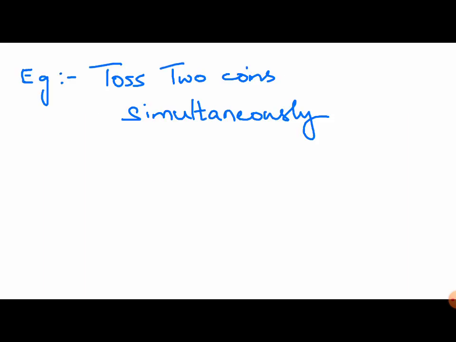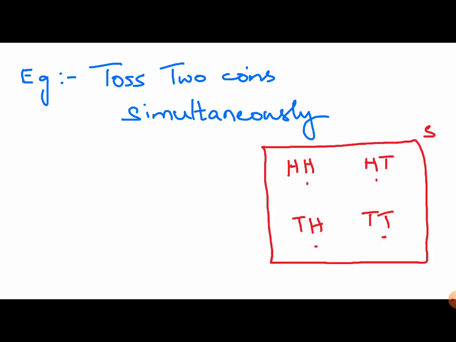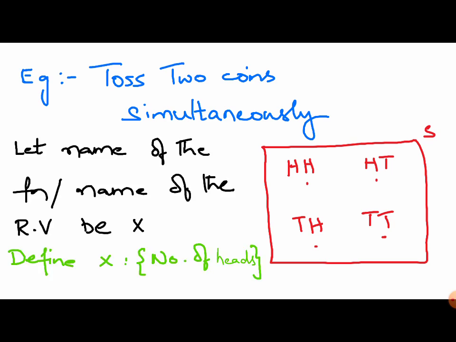Toss two coins simultaneously. When we toss two coins simultaneously, we have 4 points in the sample space, 2 power 2 is 4, and they are head head, head tails, tails head and tail tail. Now let the name of the random variable be X. Define X as the number of heads.